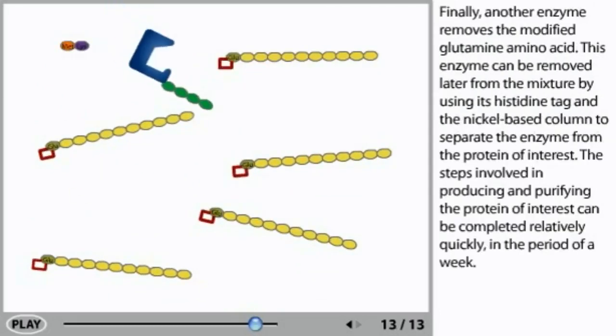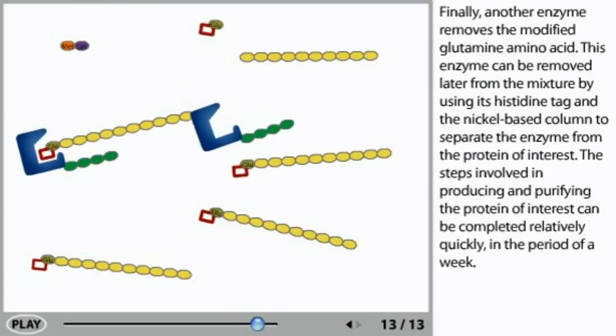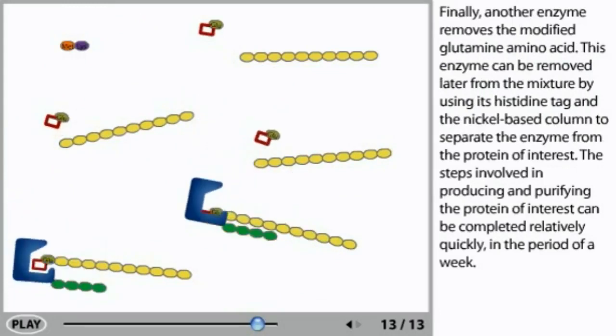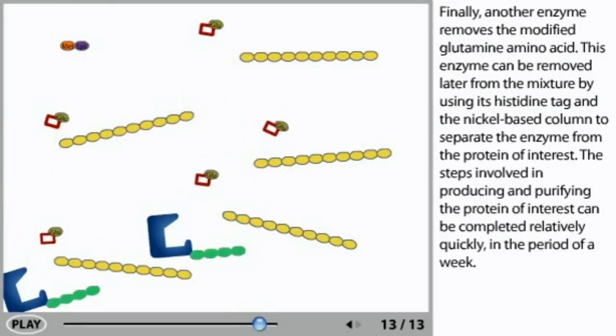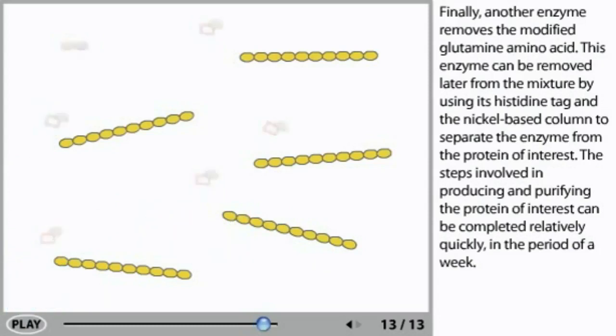Finally, another enzyme removes the modified glutamine amino acid. This enzyme can be removed later from the mixture by using its histidine tag and the nickel-based column to separate the enzyme from the protein of interest. The steps involved in producing and purifying the protein of interest can be completed relatively quickly, in the period of a week.